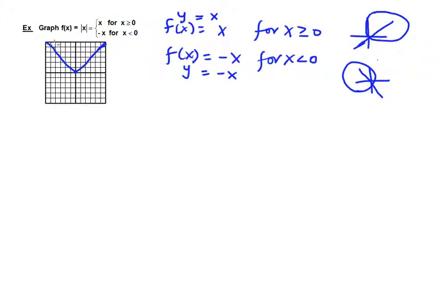Now, this is a function because if we use the vertical line test, we can see that any vertical line passes through only one point. It never passes through more than one point at any point on the graph.